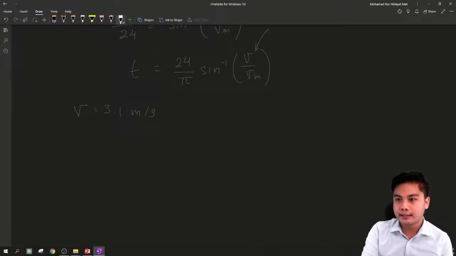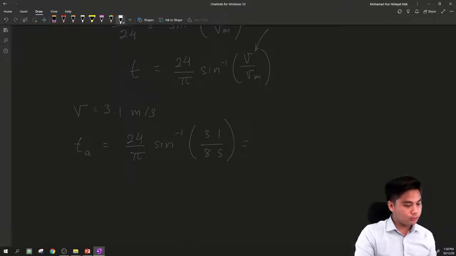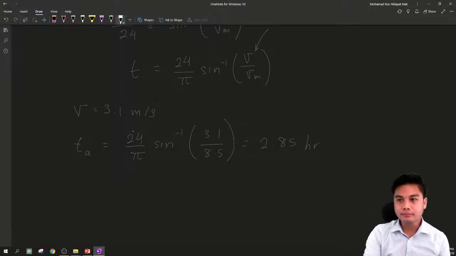Substitute in this part. Let's say this is TA. T cut-in is equal to 24 over pi times sine inverse of V cut-in over Vm, which is 3.1 over 8.5. You will get T cut-in to be 2.85 hour at this hour, right? How about the V cut-out, which is 8 meter per second?